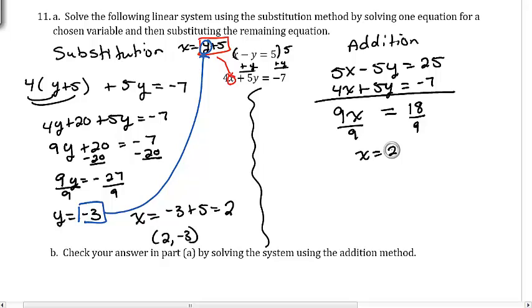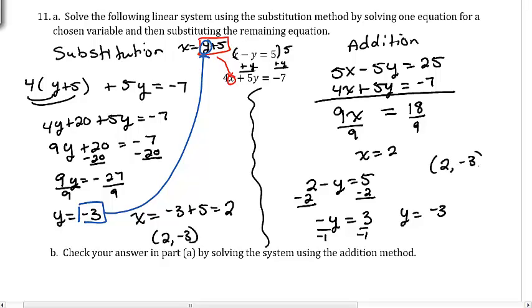Now take this x equals 2, and you can plug it into either one of these two equations. It doesn't matter which one you use. I'm going to plug it into the first one. So that would be 2 minus y equals 5. Subtract 2 from both sides. And now this is negative y equals 5 minus 2 is 3. And multiplying or dividing both sides by negative 1 gives you y equals negative 3. So we have the solution 2, negative 3, which is exactly what we got when we solved it using the substitution method.